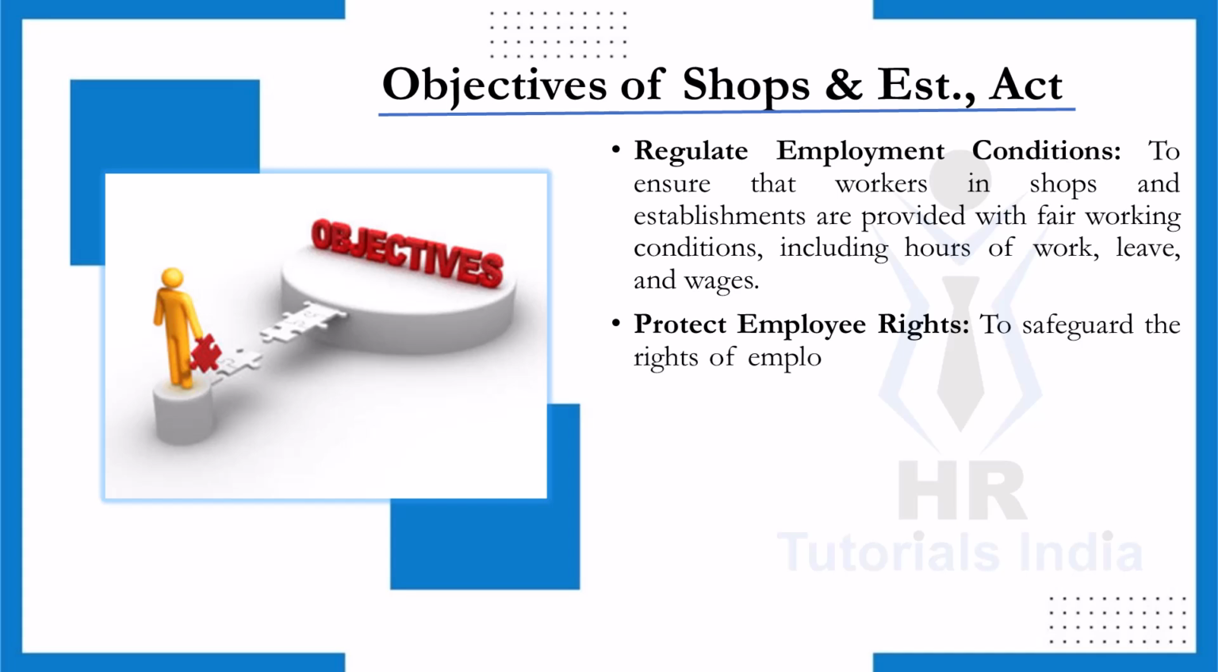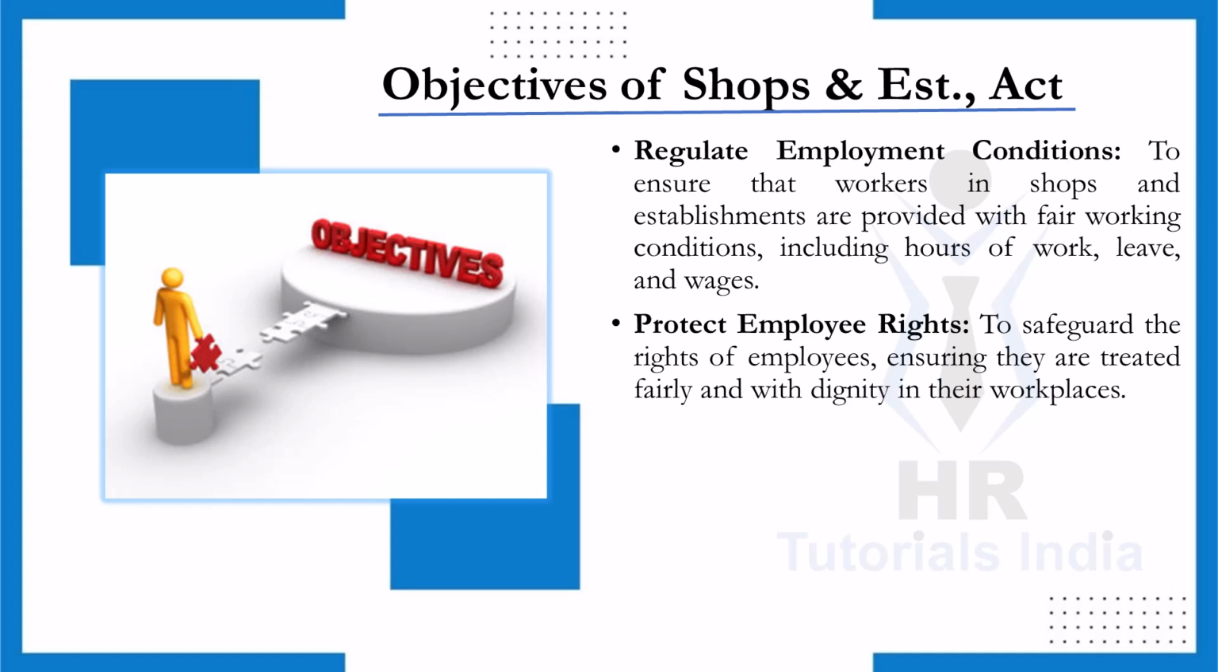Protect employee rights. The second key objective of this act is the protection of employee rights. Under this act, several provisions safeguard workers by ensuring employees are treated fairly and with respect in their workplaces. They have access to rights provided under the law, such as payment of wages on time, fair working hours, and a safe working environment. No employer can unfairly dismiss or harass any employee without following the legal processes. The Shops and Establishment Act ensures that employees can work in a dignified manner, promoting fairness in employment.